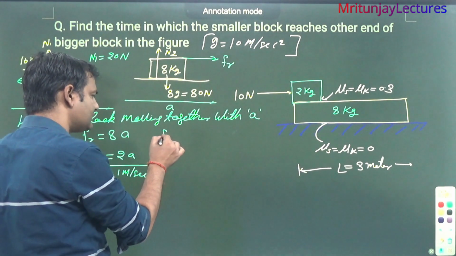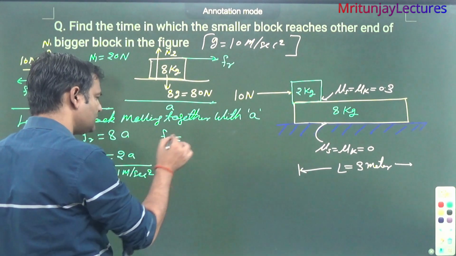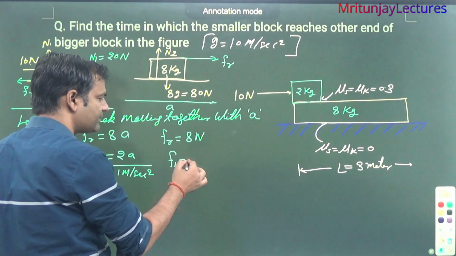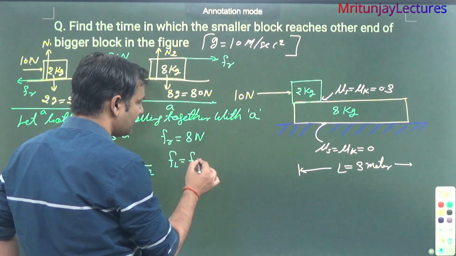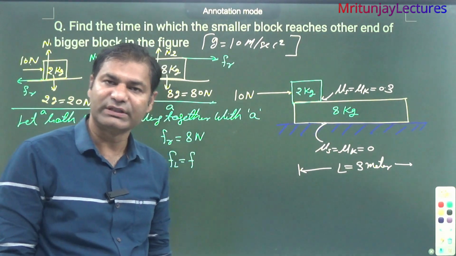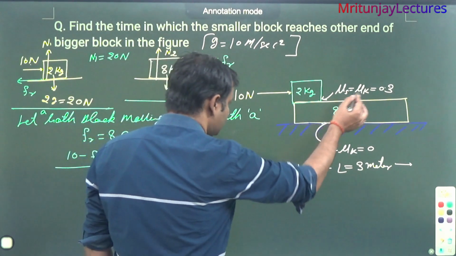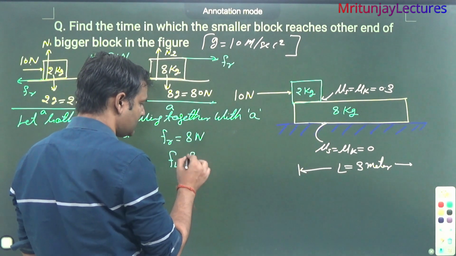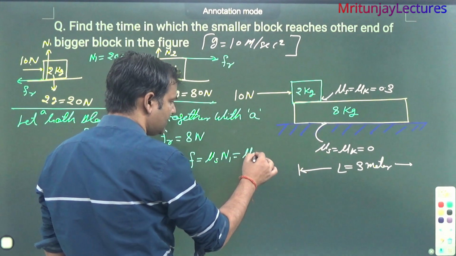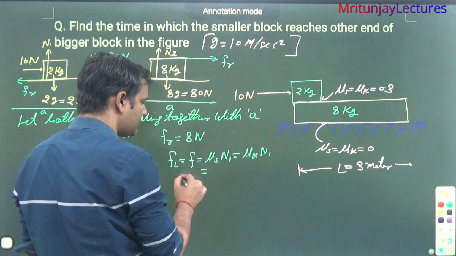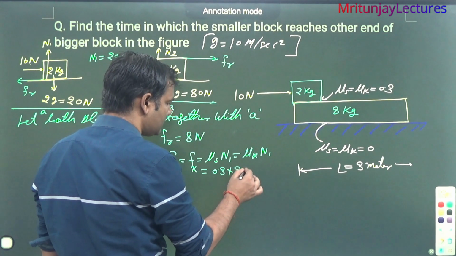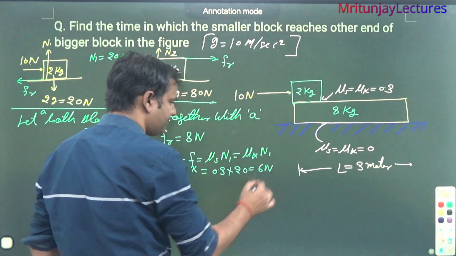What about Fr? Fr will equal 8 into 1, that is 8 Newton. What about limiting friction? Here limiting friction and kinetic friction both are the same. Why? Because mu s and mu k are given the same value. So you can write mu s into N1 or mu k into N1. That is 0.3 into 20, that is 6 Newton.